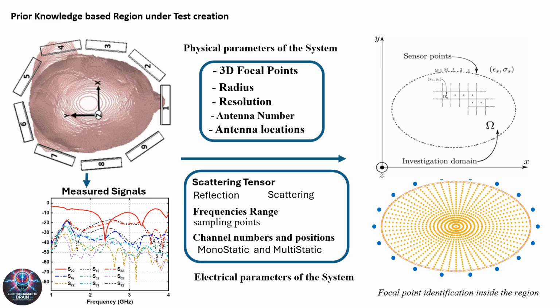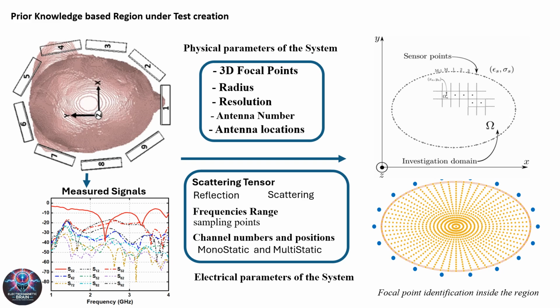The central coordinate system, marked on the head model, defines the axes along which the signals propagate and the locations where measurements are taken. This setup allows the system to measure how electromagnetic waves interact with different tissues, producing what is known as scattering parameters or S-parameters.